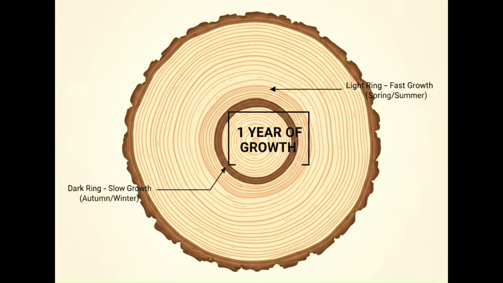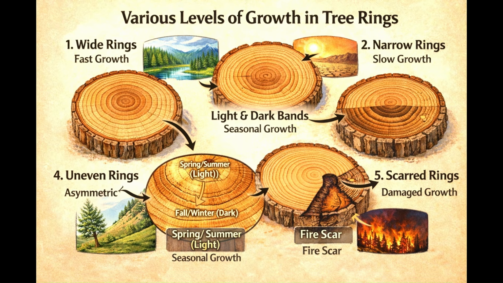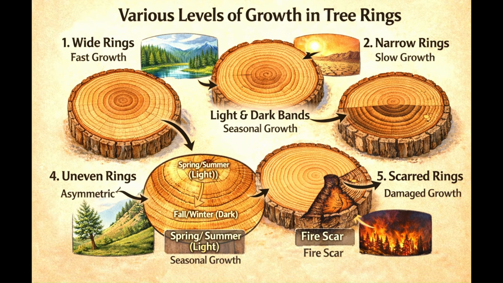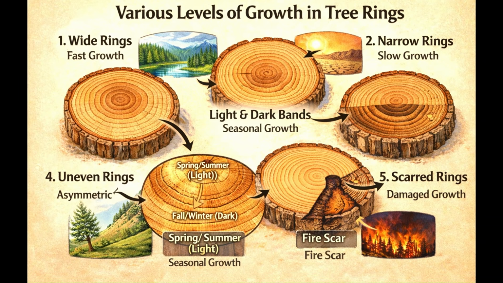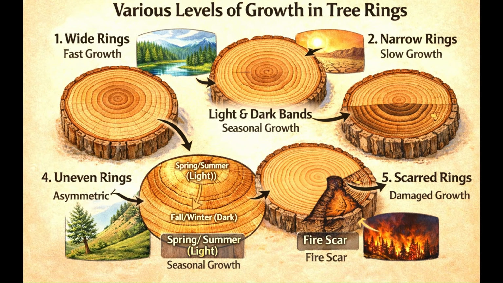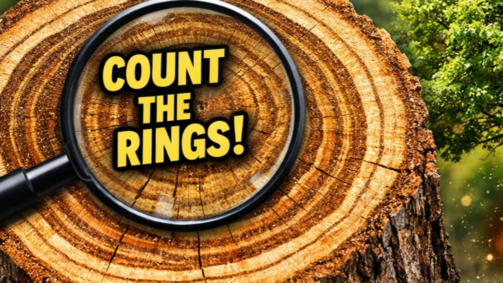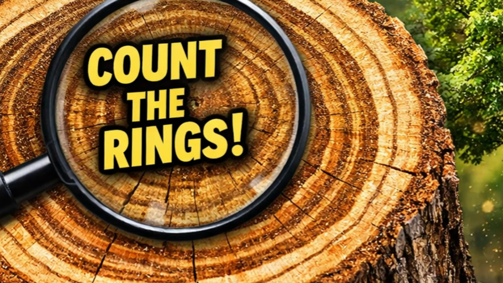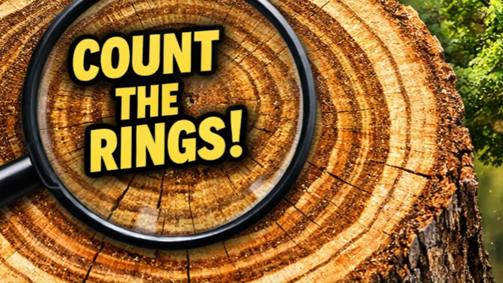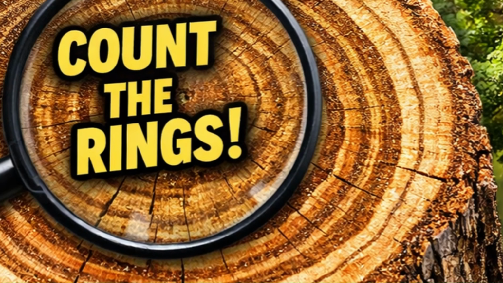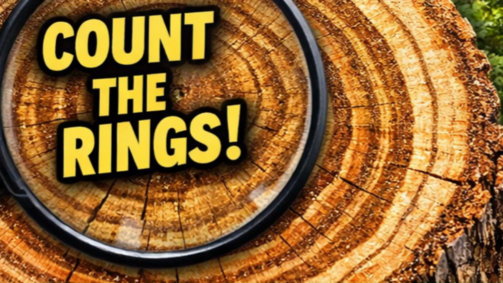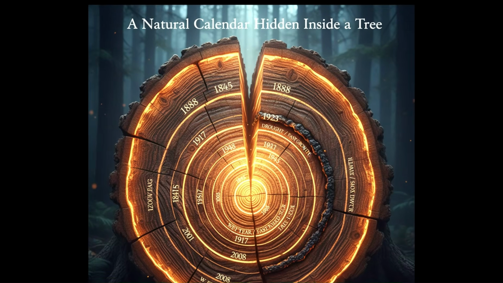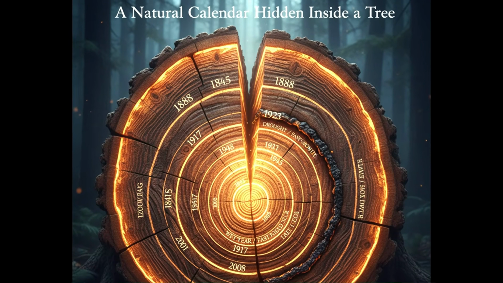If there is more rain, the ring becomes wide. If there is less water or drought, the ring becomes thin. So, when we cut a tree trunk and count the rings, we can tell how old the tree is. Tree rings are like a natural calendar hidden inside the tree.